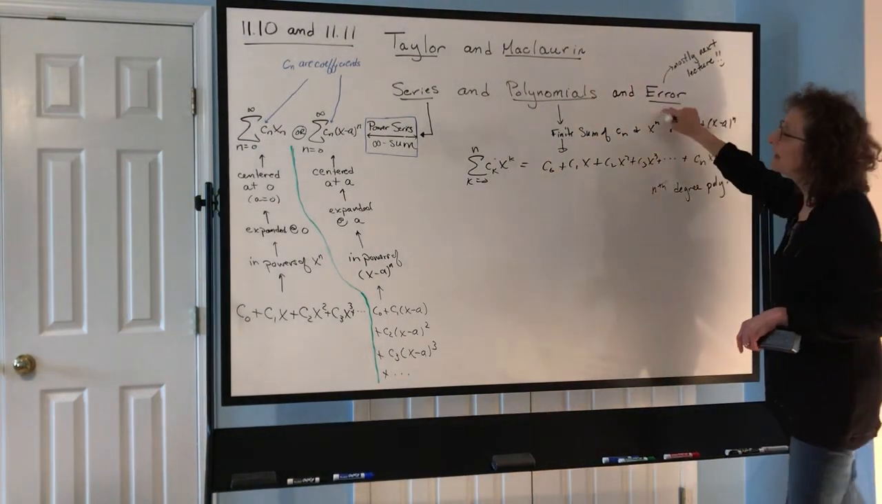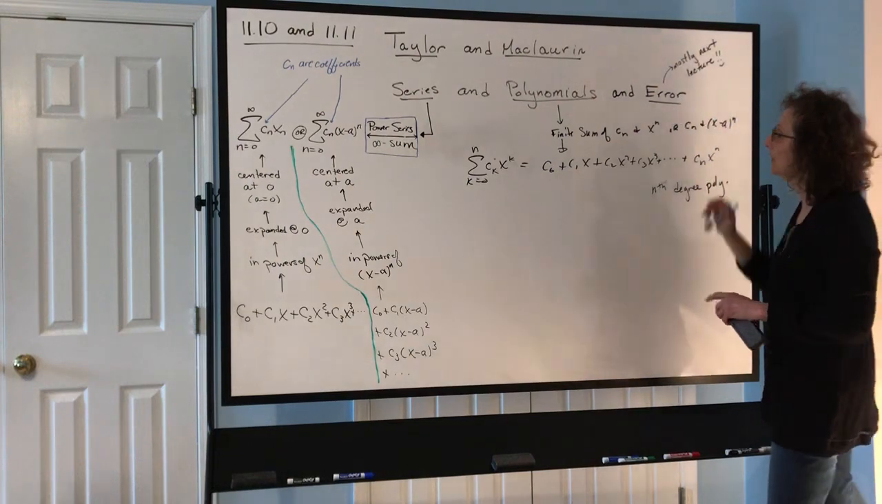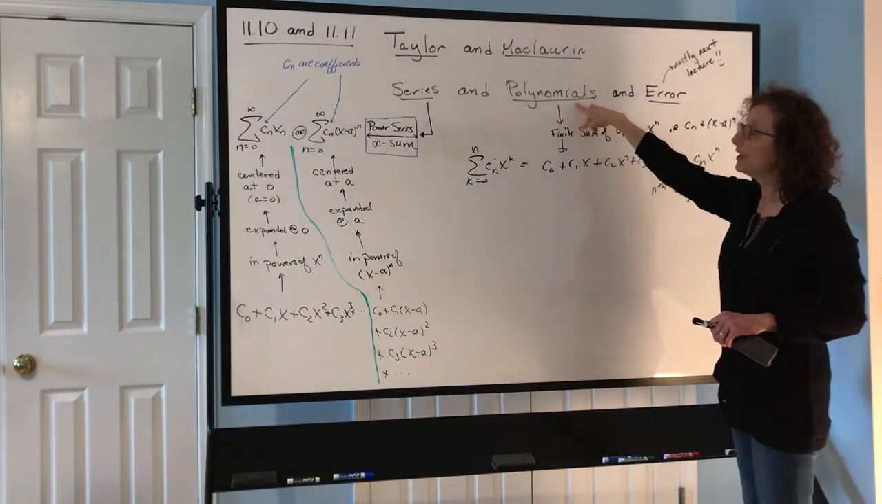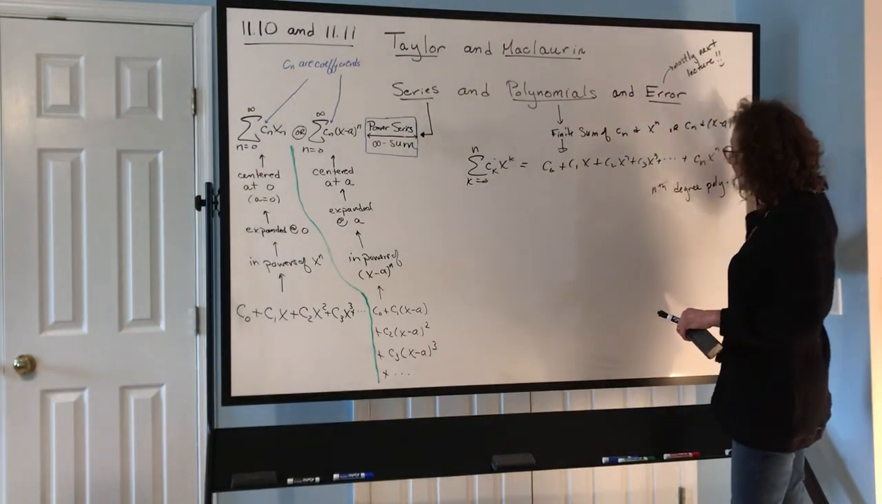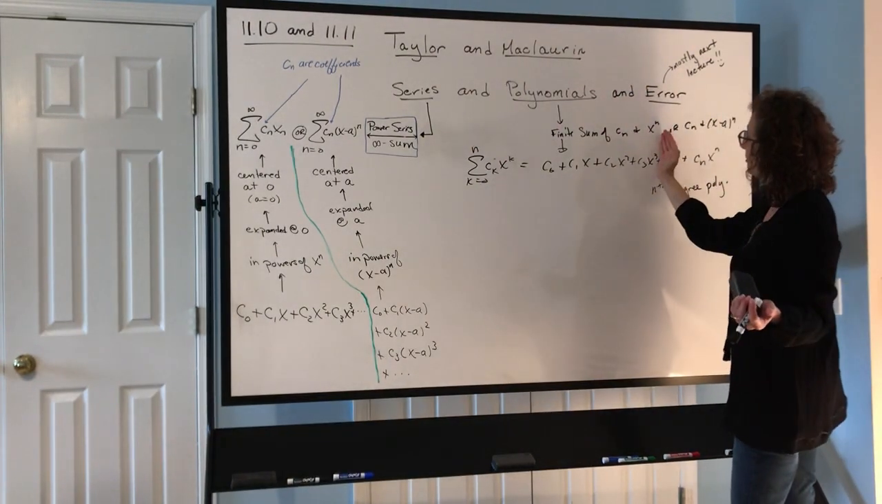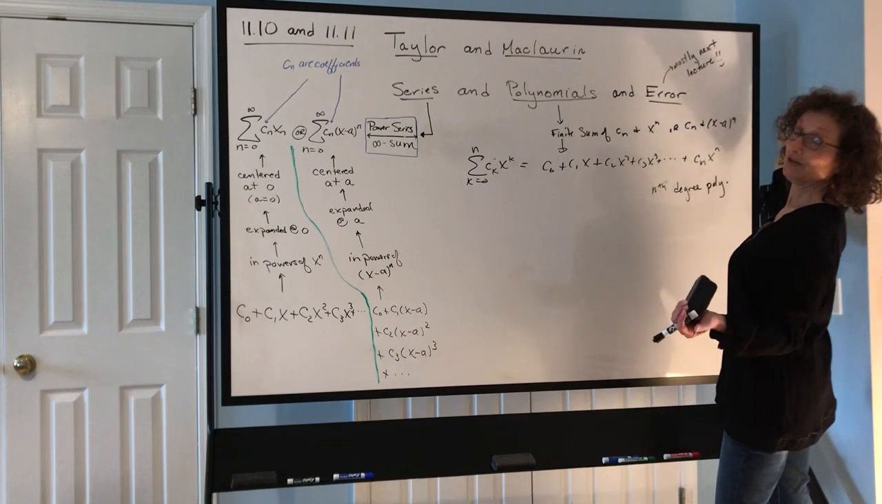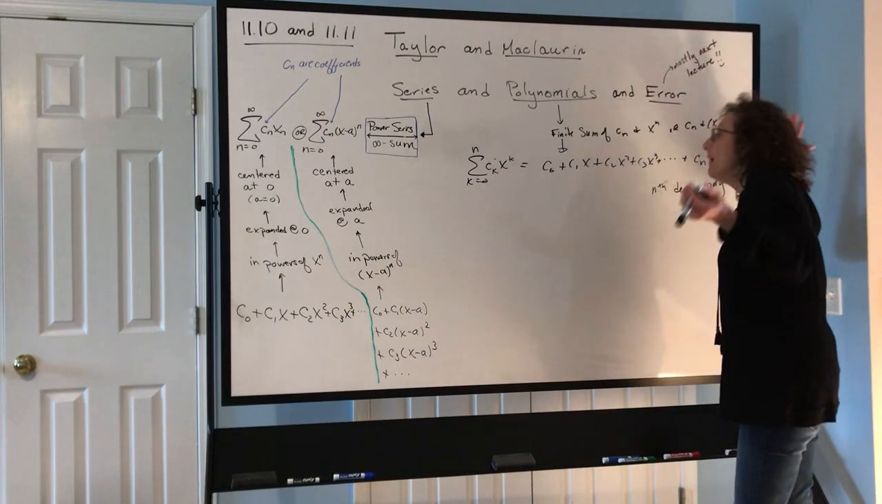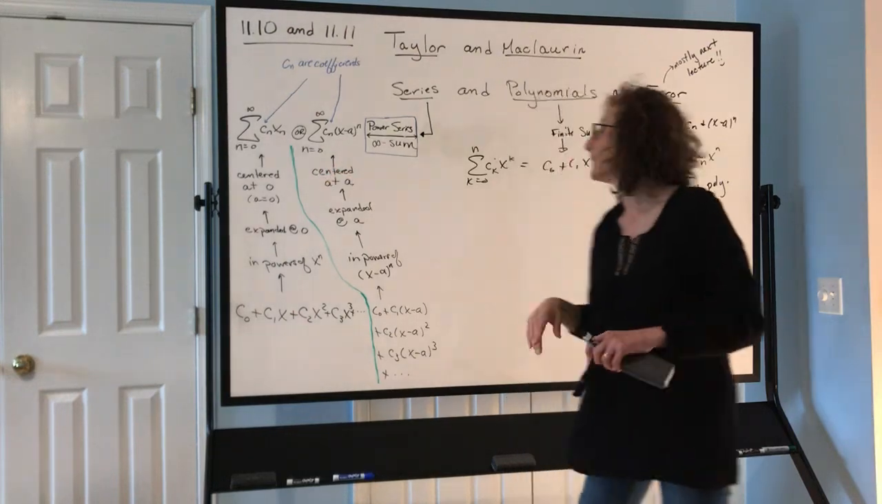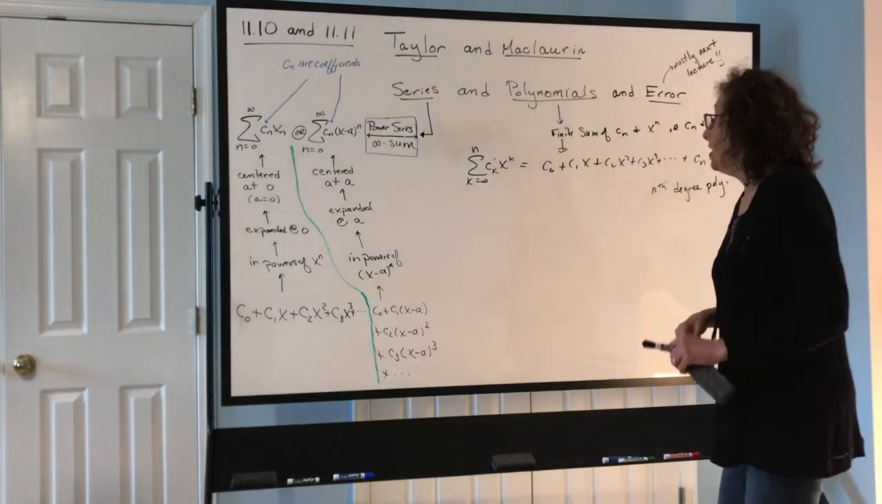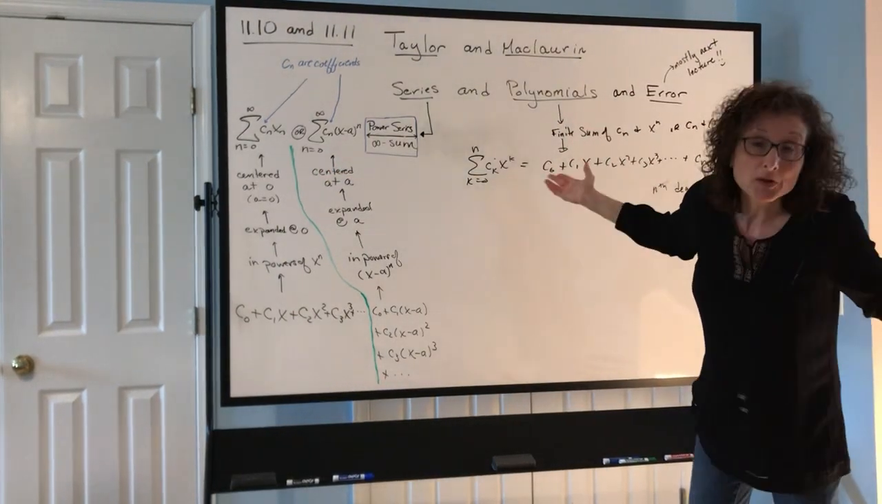So what is the idea of error? The idea of error is, what if we use a polynomial instead of a series? We stop, maybe we use a third degree polynomial. We've left off infinitely many terms, the remainder. How good is our approximation to the infinite guy? That's where we're going with the error. But right now, we haven't talked about Taylor or Maclaurin yet.